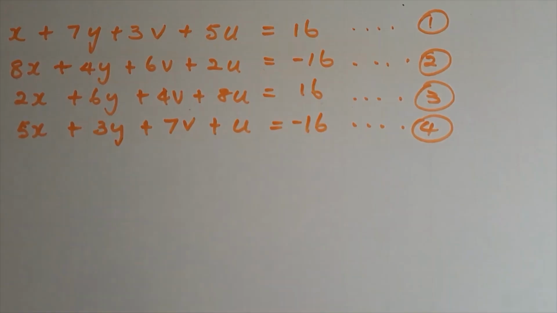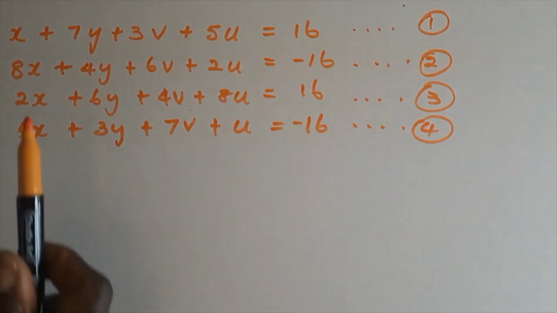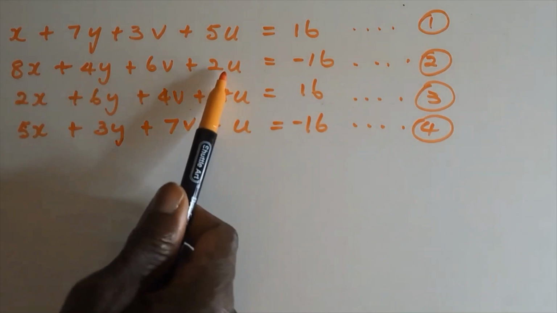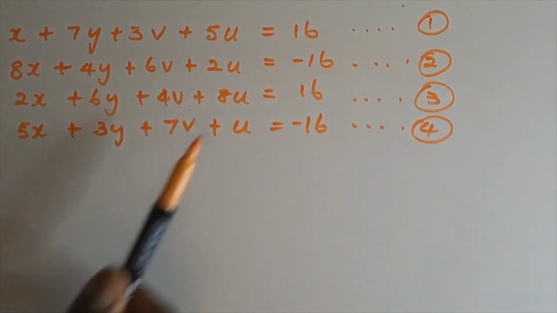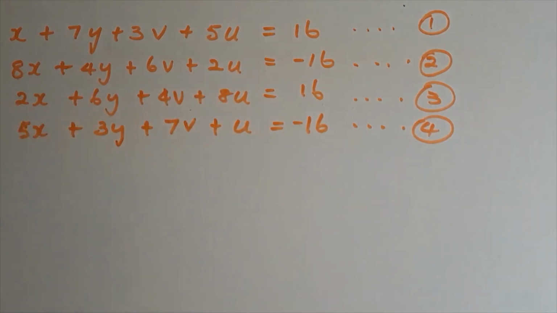Hi, how do we go about solving this system of equations? Well, at first glance, it looks like a complicated system, but if we look a bit closer, we'll be able to see some patterns emerging. If we look at equations 2 and 3, the coefficients on the left-hand side we're looking at here are 8, 4, 6, and 2. And we have them in reverse order for 3: 8, 4, 6, and 2.